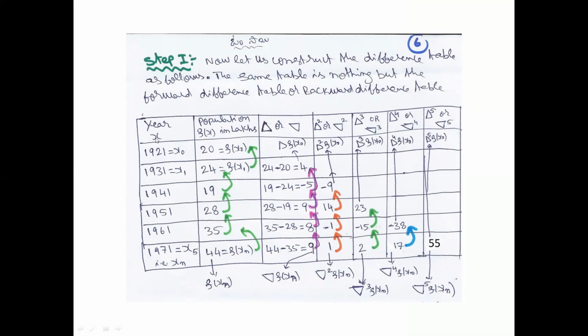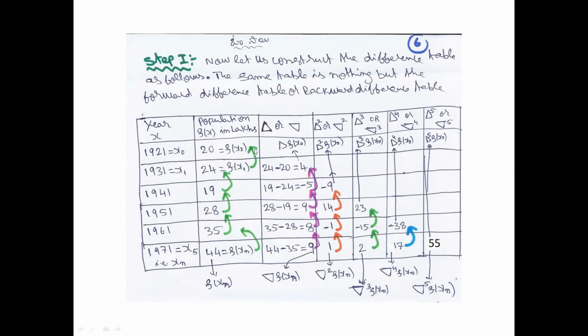So the first column, x values, arguments, x0, x1, x2, x3, x4, x5. Observe the cursor carefully. Second column, population. In general, it is denoted by f of x, which is called entry. That is f of x0, f of x1, in general, f of x5, that is xn. Now, we have to take the difference of respective entries.